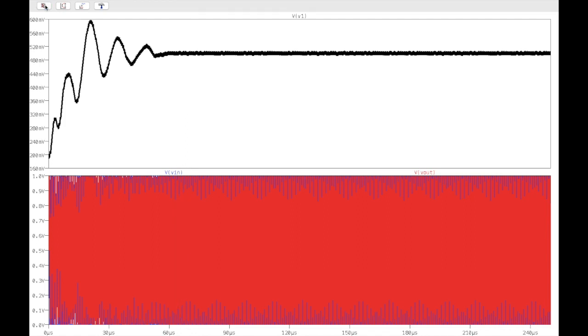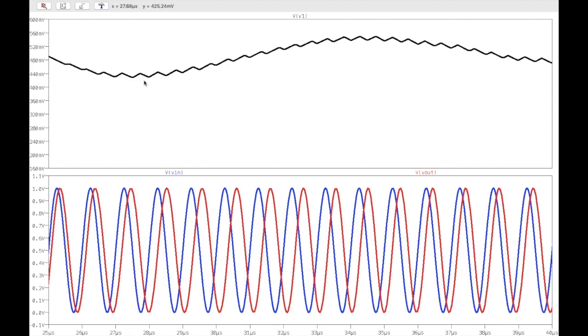Okay, so you can see here that initially, when the control voltage V1 was not settled, there is a lot of difference between the V in and V out. If I zoom in on this waveform, it was not settled at this time. The phase is not constant, right? Sometimes it is less, sometimes it is more. It's trying to settle, okay?